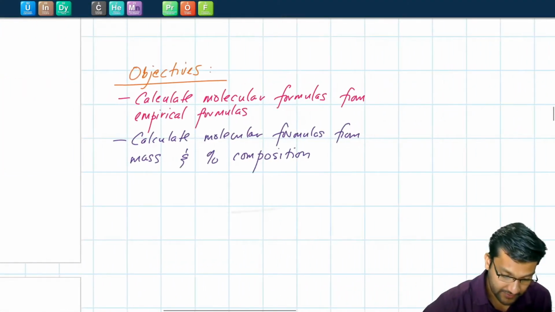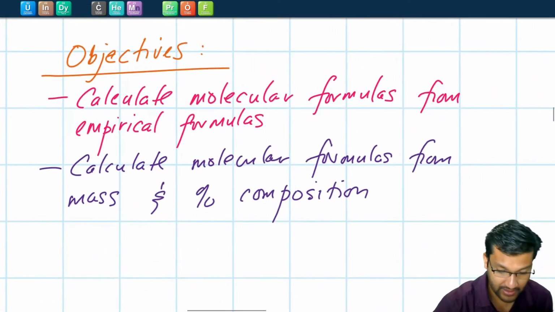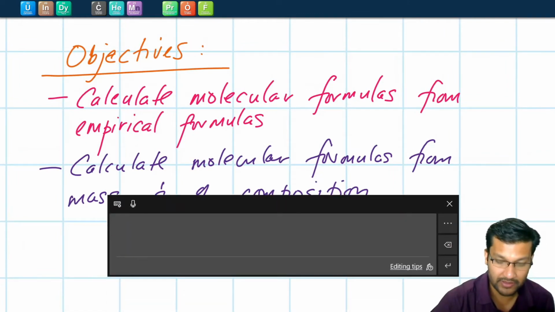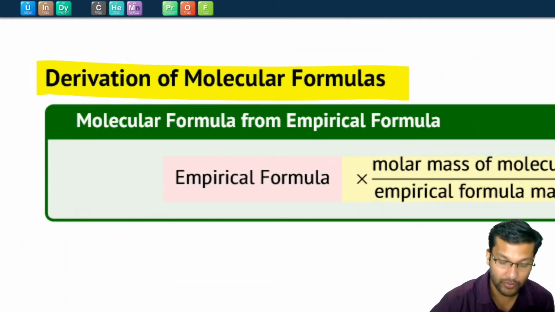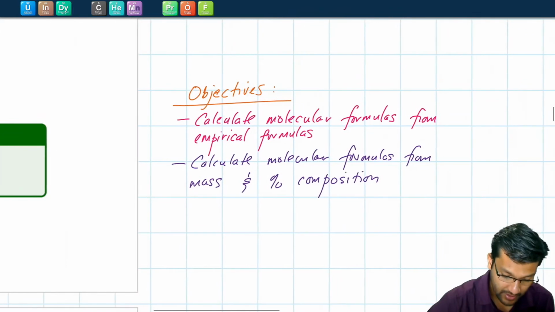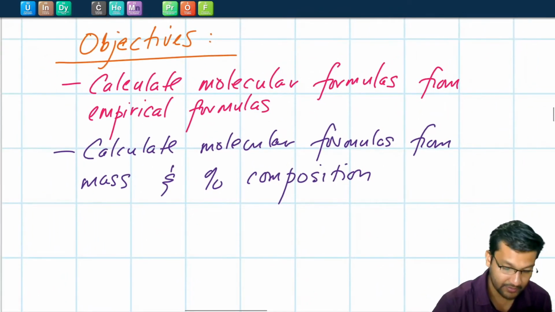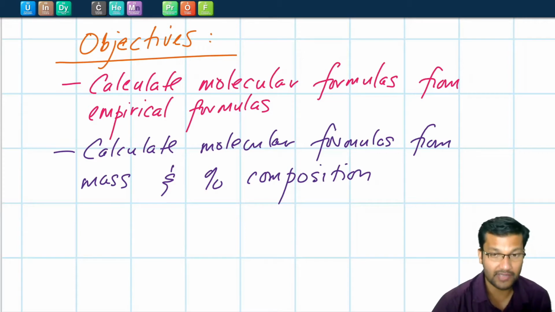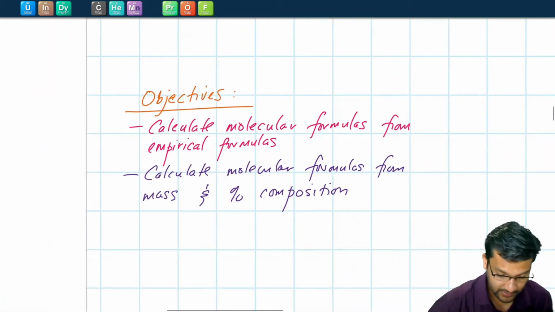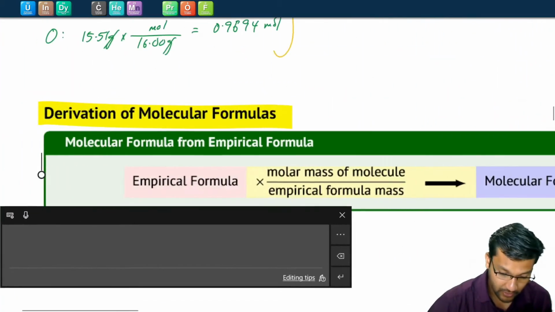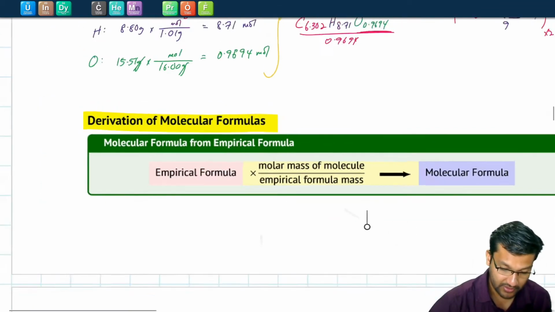By the end of this video, you should be able to calculate molecular formulas from empirical formulas, and if we couple that with what we've learned in our previous video, it means that you should also be able to calculate the molecular formulas from the masses of the elements and the percent composition of each of the elements. As always, you can follow along with our chapter worksheets.